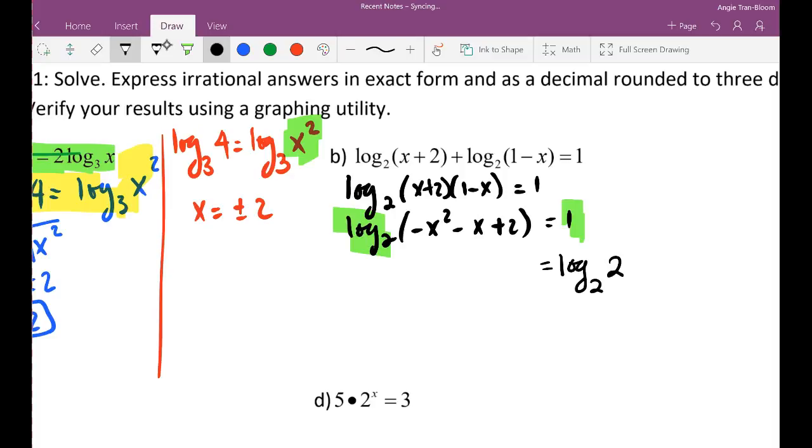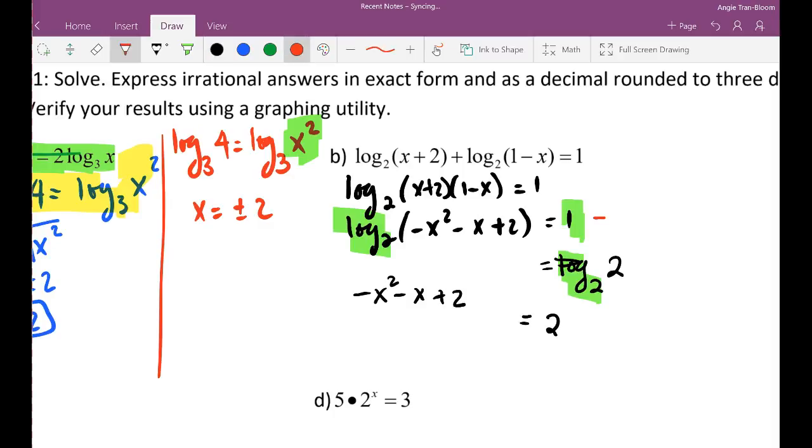If you have that, okay, that's just one way. If you have that, would you agree, class, that you can drop log base 2 from each side? If you are able to do that, what do you end up with? 2 equals, you're right, 2 equals what? Yeah, negative x squared minus x plus 2, okay? Guys, that's one way. There's another way.